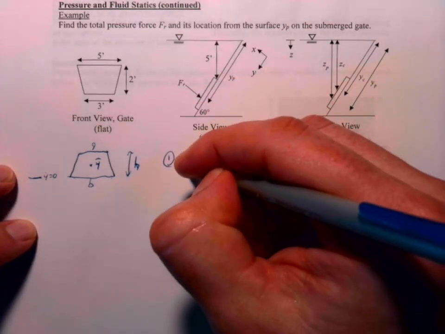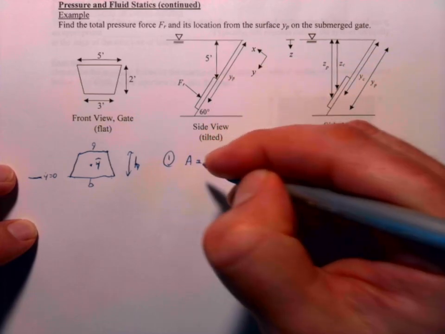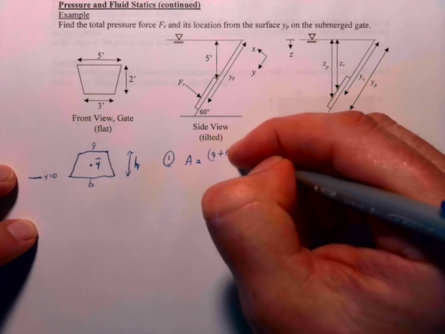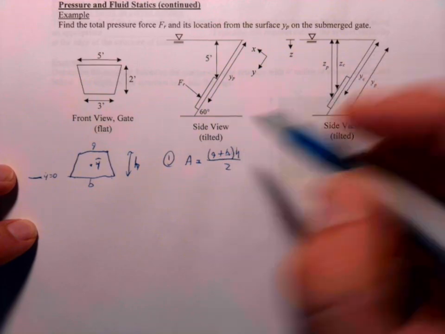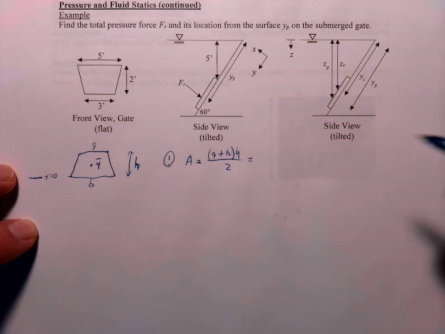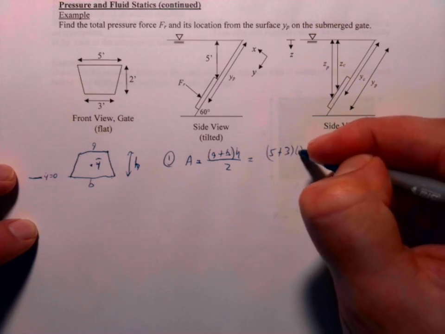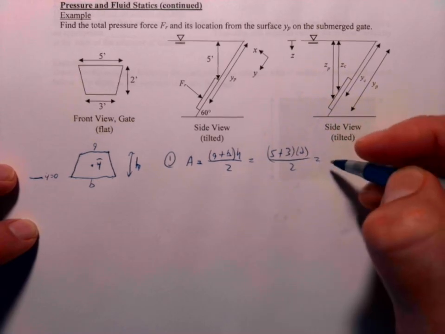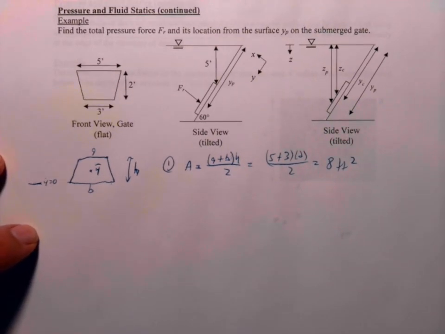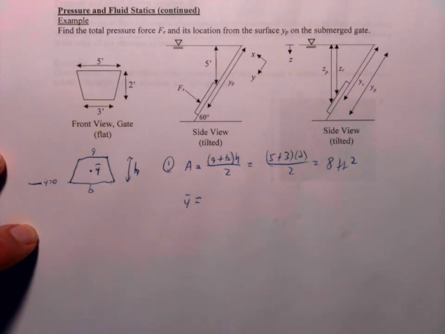And so those formulas for this shape in my table are: A, or big area, is (a plus b) times h over 2. So this is really just the average of a and b times h, which should be intuitive. So (5 plus 3) times 2 over 2 gives us 8 square feet for the area of this shape.